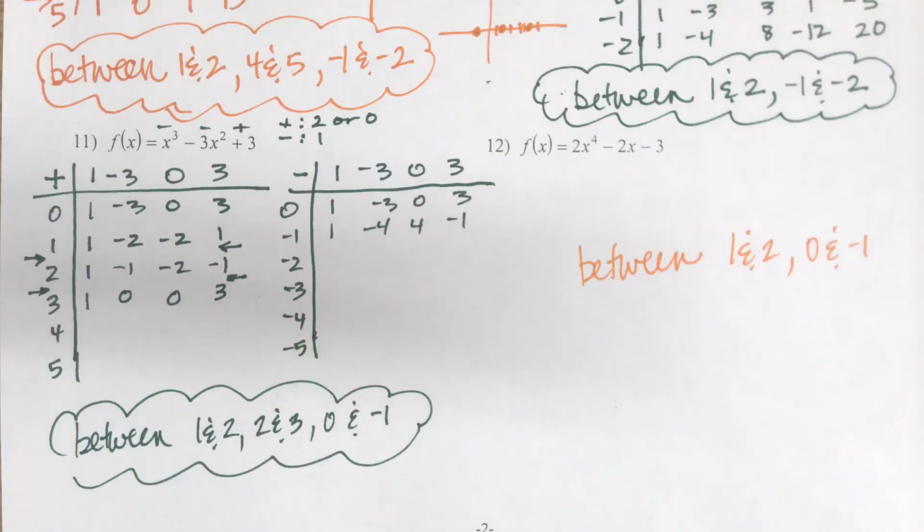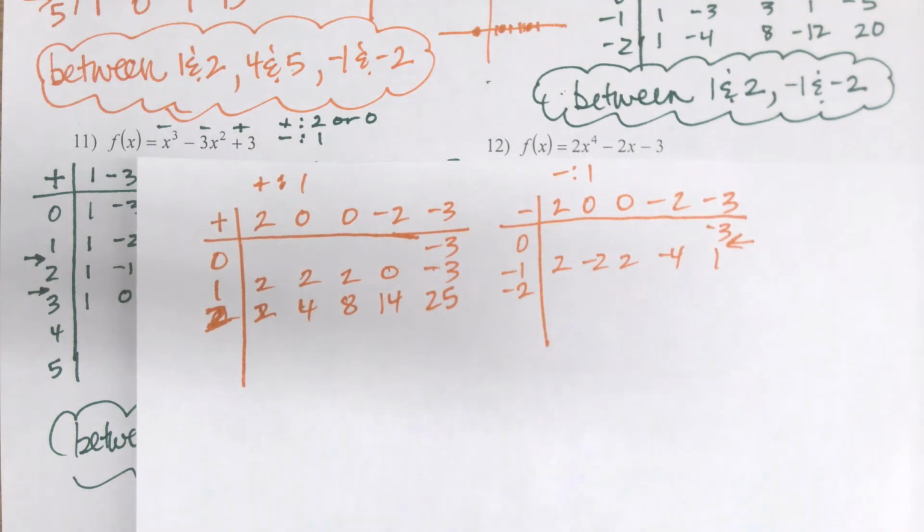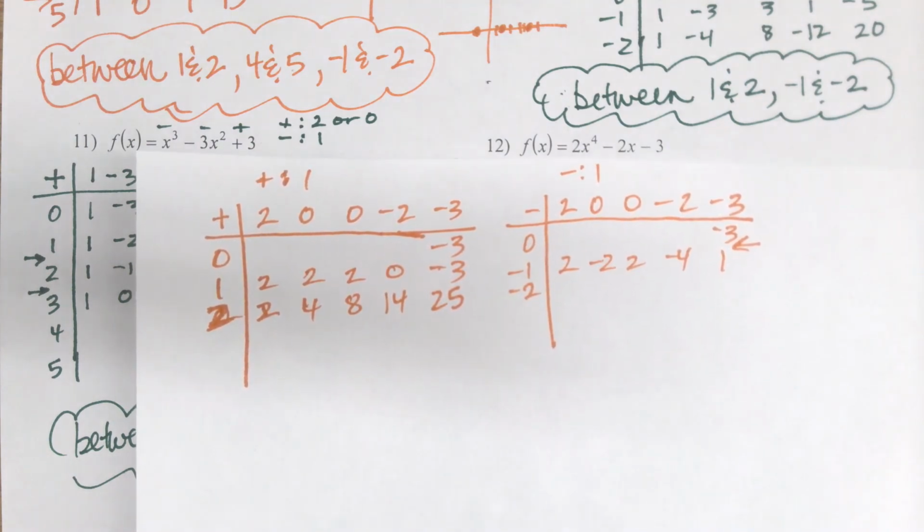For number 11, I got between 1 and 2, 2 and 3. And then for the negatives, I got between 0 and -1. Again, notice I'm alternating signs, so I knew I could stop. Here, I got the 2 that I needed, so I knew I could stop. And then for number 12, between 1 and 2 and 0 and -1, and so here's my work that goes with that. I just kind of ran out of paper.